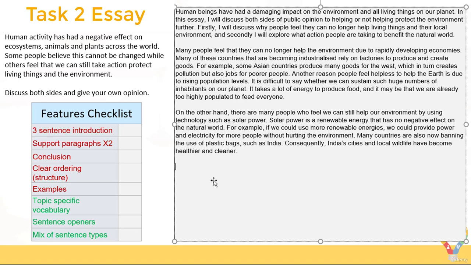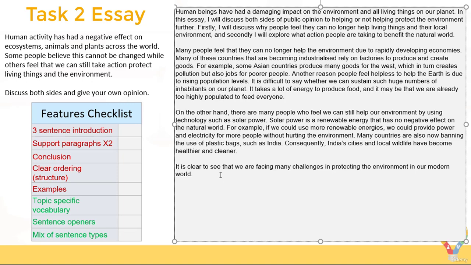So my conclusion will begin with a paraphrased sentence to give an overview of the whole essay. It is clear to see that we are facing many challenges in protecting the environment in our modern world. Okay, so I've kind of paraphrased that, it is quite difficult. There are different ideas. Some people believe one thing and other people believe another thing. So it's a challenging situation to be in. So that's my first sentence.